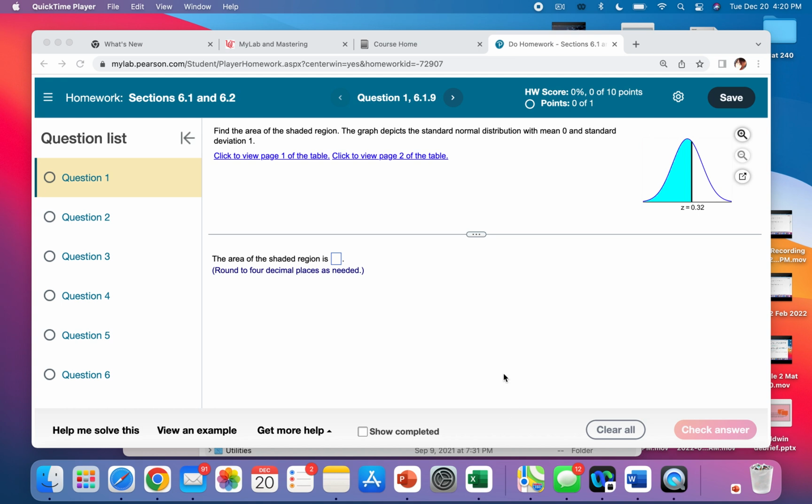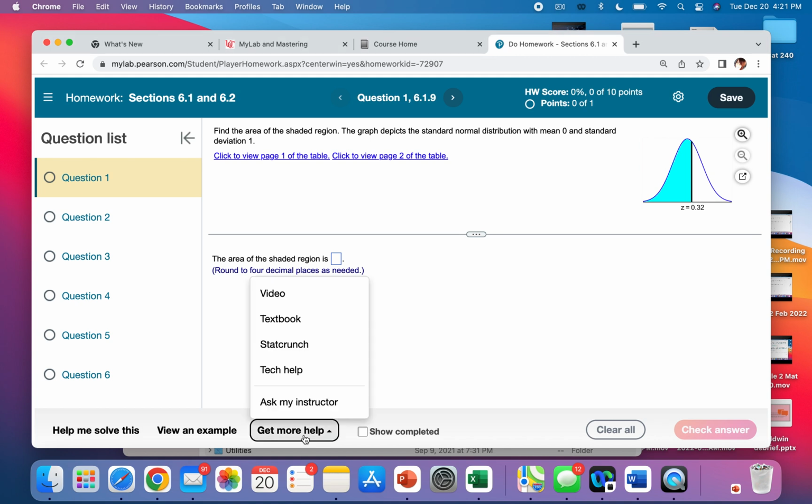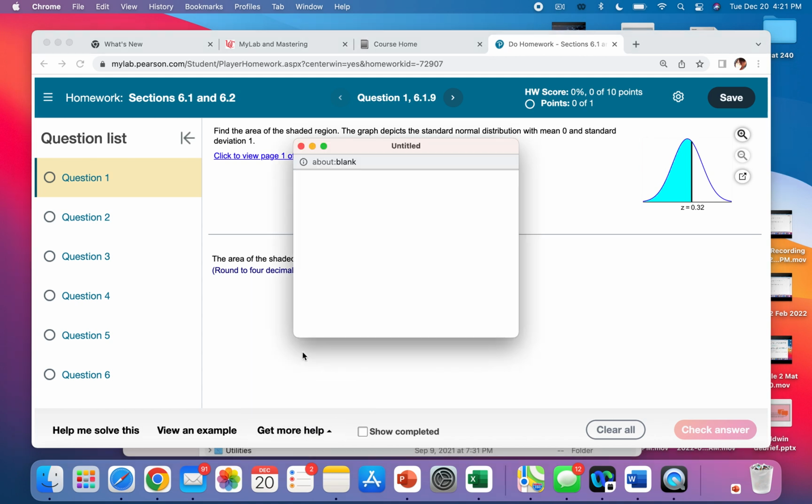Okay, we are going to use a technology that's built in to MyMathLab to complete these problems. So to find the area of the shaded region, the area is to the left of 0.32. So the area to the left of that z. So we're going to get more help. StatCrunch.